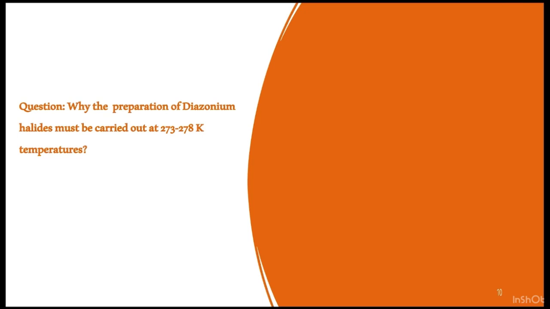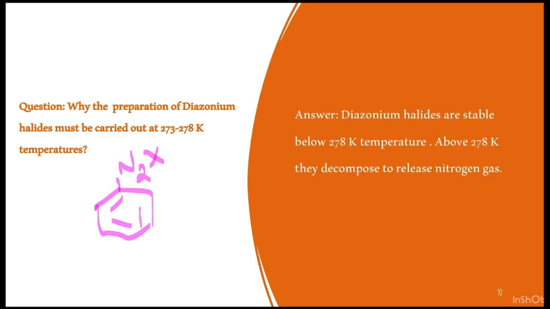Next question is why the preparation of diazonium halides, that is benzene diazonium halide, is carried out at 0 to 5 degrees Celsius, that is 273 to 278 Kelvin. This particular compound is stable under ice cold conditions only. If the temperature goes above 278 Kelvin, it decomposes to release nitrogen. So if I want to keep it stable, this is the temperature range.